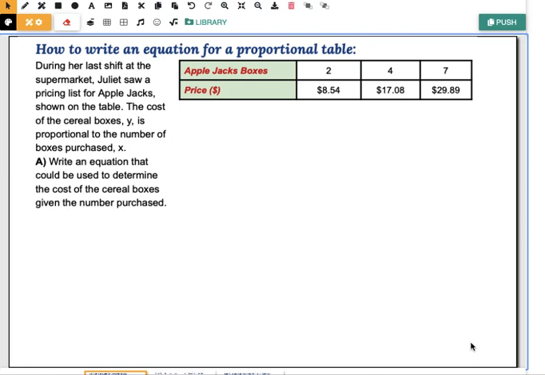In this video, I'd like to go over how to write an equation for a proportional table. Okay, so let's get right to it.